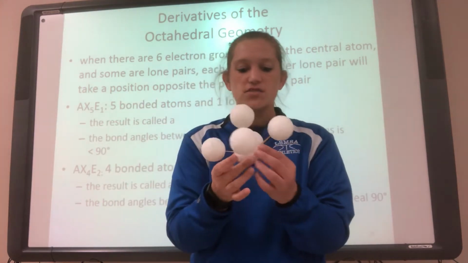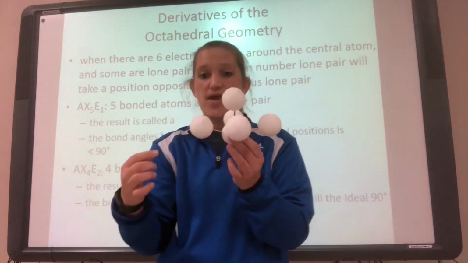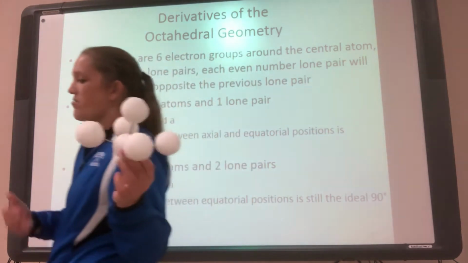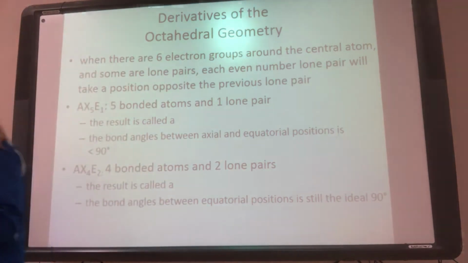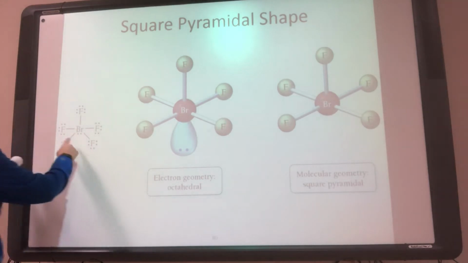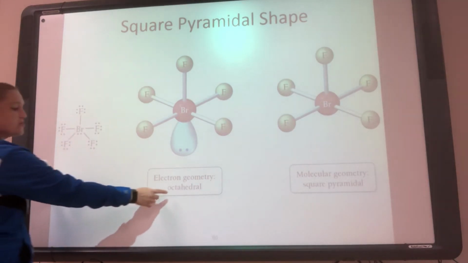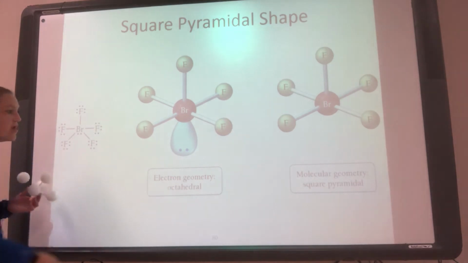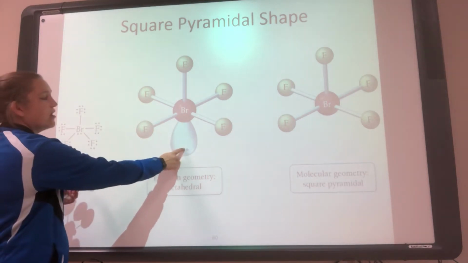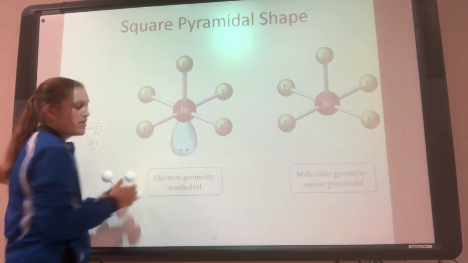So what this looks like is a top with the 4 base, and it looks like a pyramid a little bit. I'm gonna show you on here. So you've got 1, 2, 3, 4, 5, 6 things. So the parent geometry, the electron geometry, is octahedral. But I made the bottom one a lone pair. And so what happens is these tilt up a little bit.